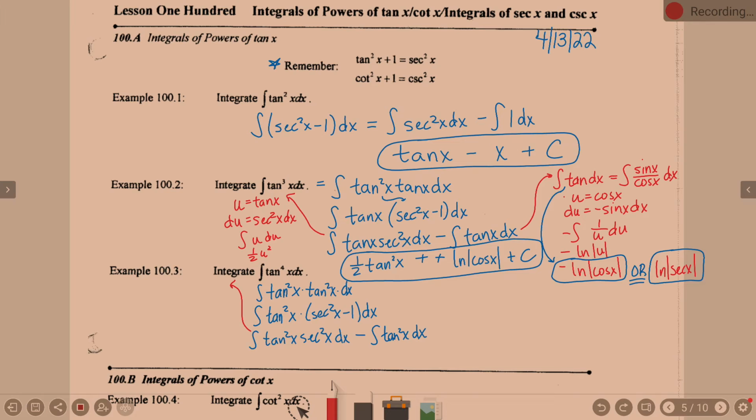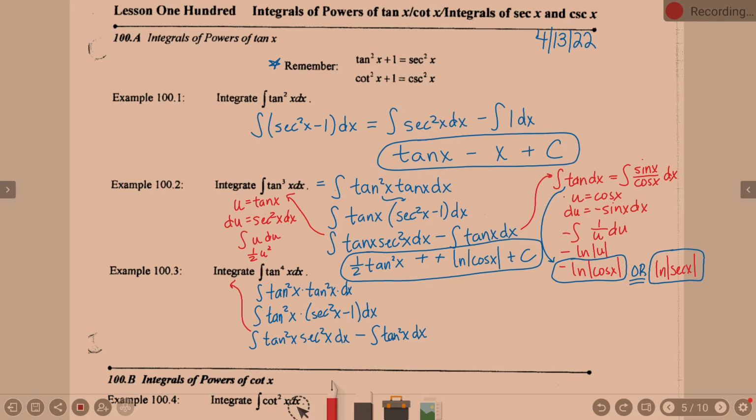Look right here at the previous one. When we had tangent secant squared x, we made u tangent, and then the derivative was secant squared. Then we were integrating just a plain old u. Here, if I again make u tangent, the difference is instead of integrating a plain old u, I'm going to be integrating a u squared, which is still easy peasy compared to all the other stuff.